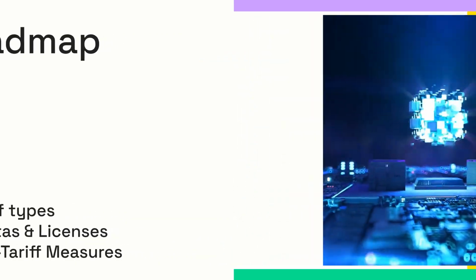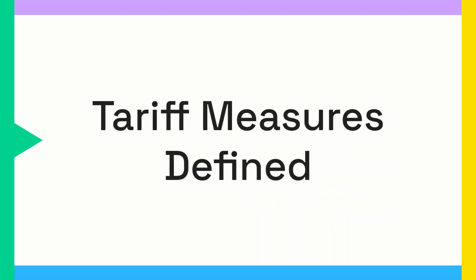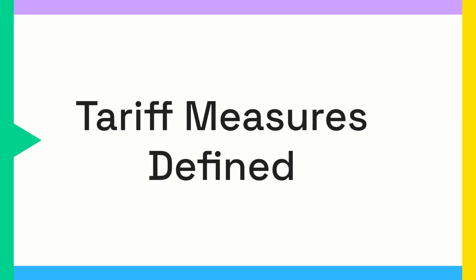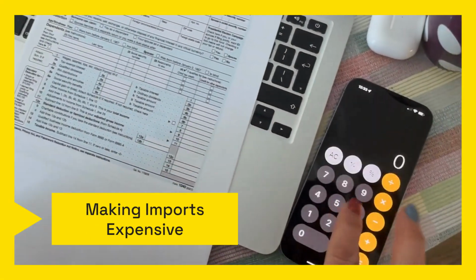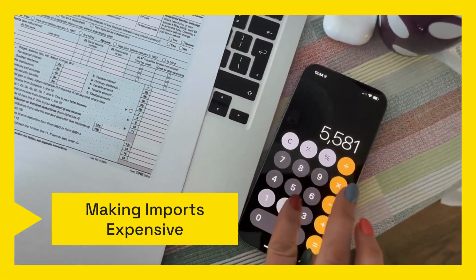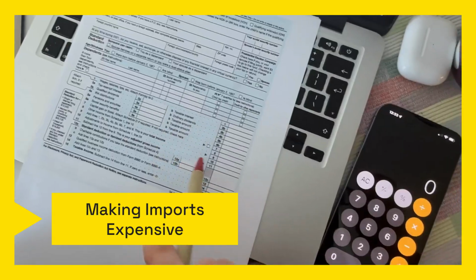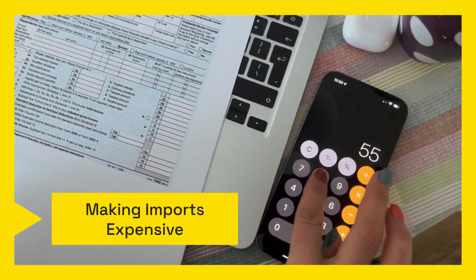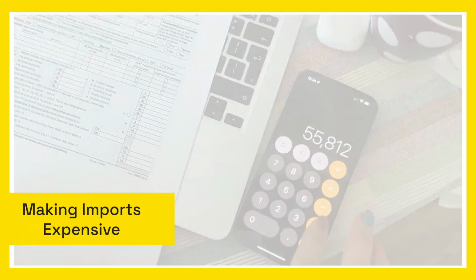Let's start with tariffs. Tariff measures are essentially taxes on imported goods. They are collected by the customs authority and directly increase the cost of foreign products. The primary mechanism of a tariff is simple. It makes imported goods more expensive compared to similar goods produced domestically, offering a price advantage to local industries.